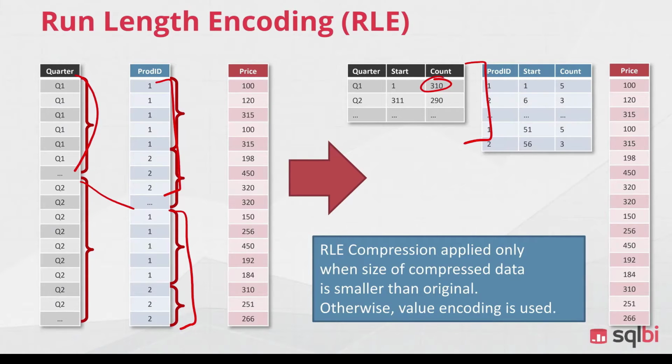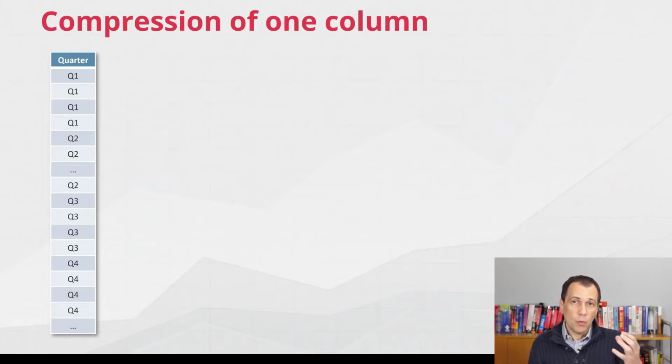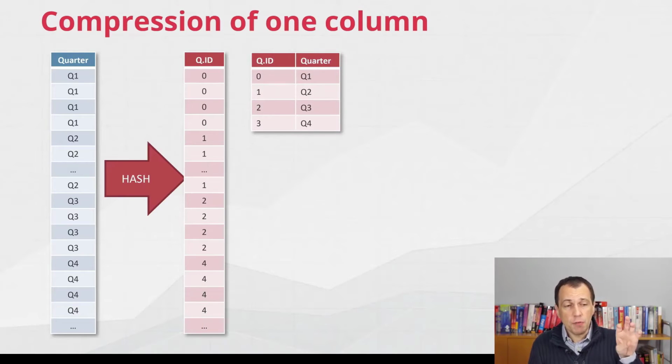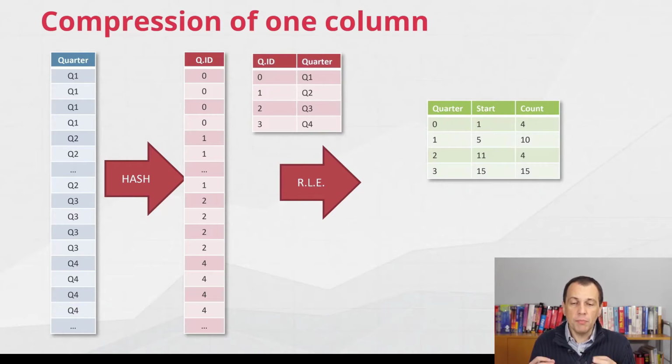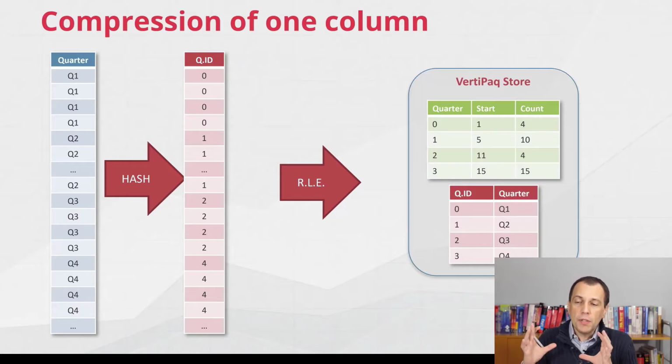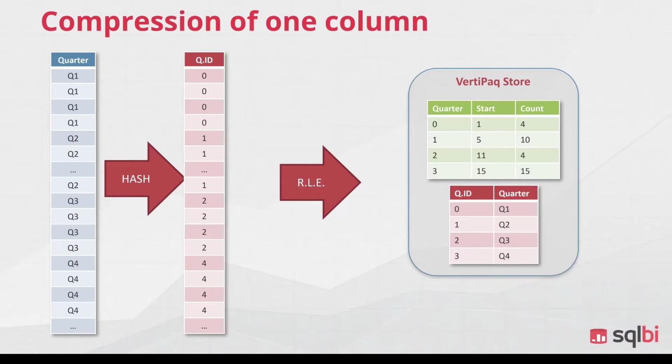So let's see how these techniques are applied together, because every column can have both compressions, one caused by the encoding and one caused by the run-length encoding. So what happens for our quarter column? We have the hash encoding transforming the column into a dictionary and then into a reference to the dictionary. And then we have the run-length encoding that reduces the size of the column by removing the duplicated values. Now, the VertiPaq storage is this set of data that includes the result of the value or hash encoding and the result of the compression made by the run-length encoding if this can be applied with an advantage.